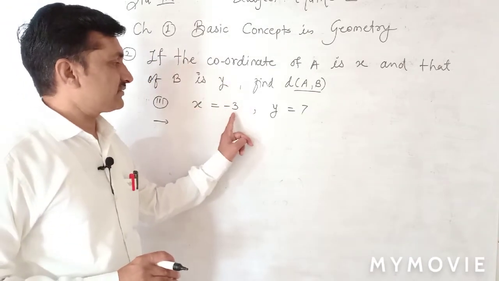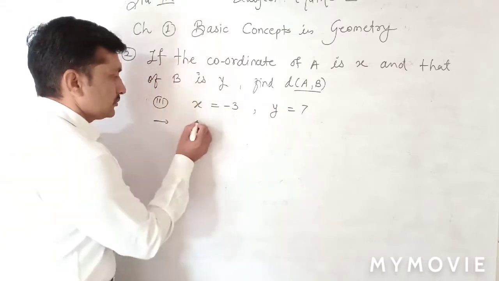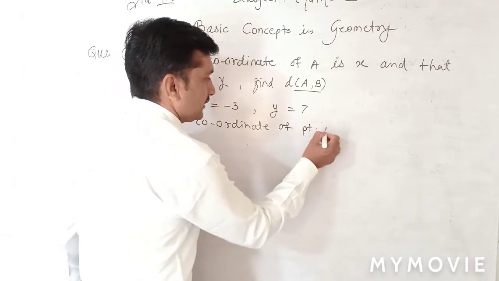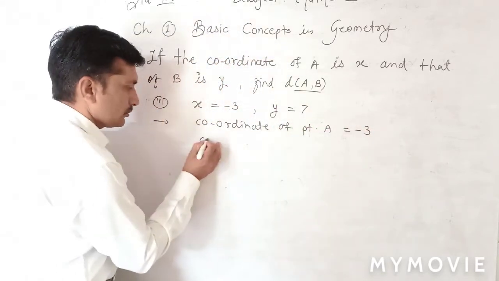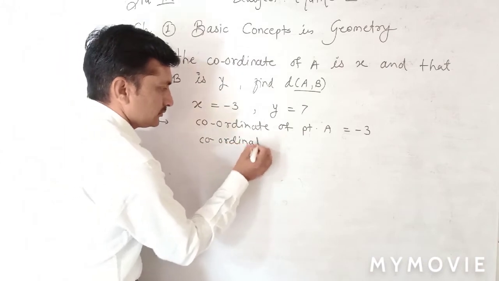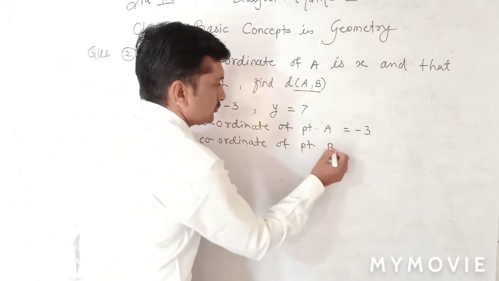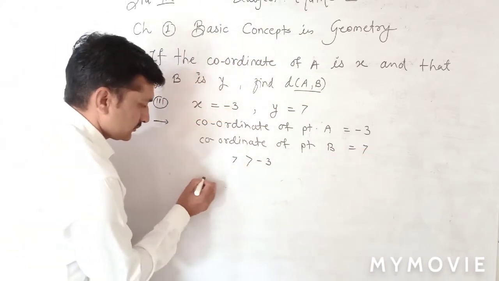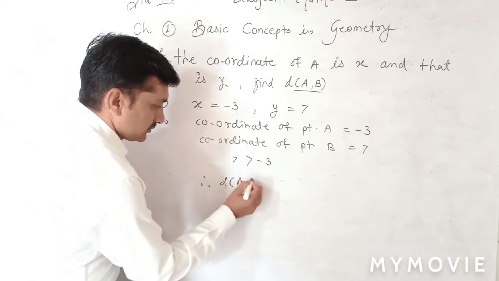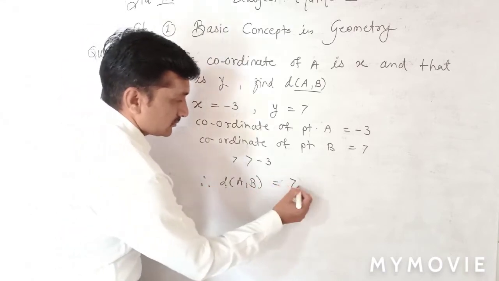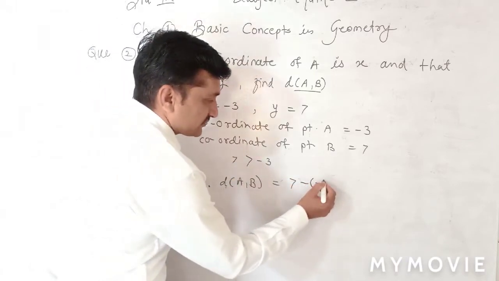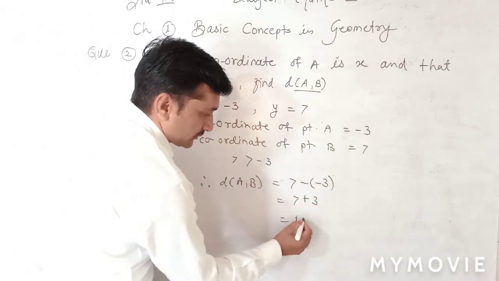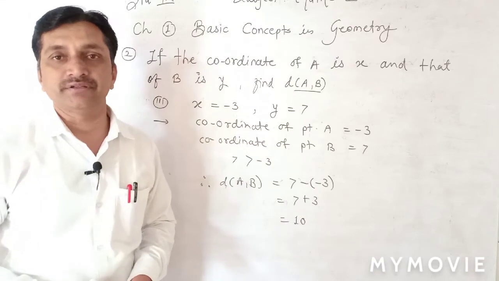Coordinate of point A is minus 3, coordinate of point B is 7. Solution. Coordinate of point A is minus 3. Coordinate of point B is 7. Comparison. 7 is greater than minus 3. Therefore, distance AB is equal to greater coordinate 7 minus for subtraction and smaller minus 3 in bracket is equal to 7 minus minus is plus 3, equal to 10. 10 is the distance between points A and B.